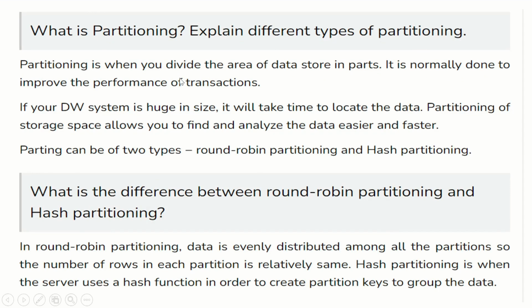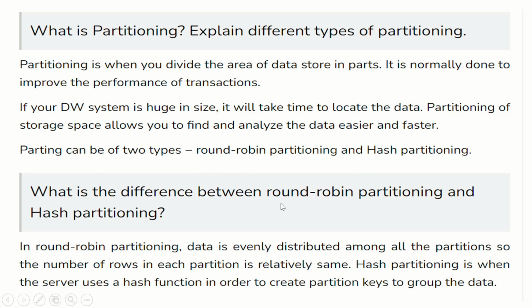Partitioning is when you divide the area of the data store in parts. It's normally done to improve performance of transactions. If your data warehouse system is huge in size, it will take time to locate the data. Partitioning of storage space allows you to find and analyze the data easier and faster. Partitioning can be of two types: round robin partitioning and hash partitioning.